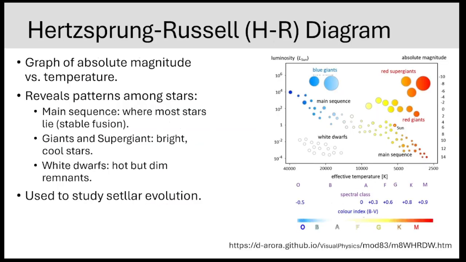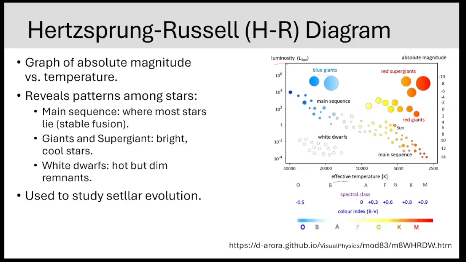And the HR diagram, Hertzsprung-Russell diagram, plots stars' absolute magnitude of brightness versus temperature, and it shows us all these bubble plots of different stars and their effective temperature and luminosity in a single diagram. And this HR diagram reveals distinct regions.